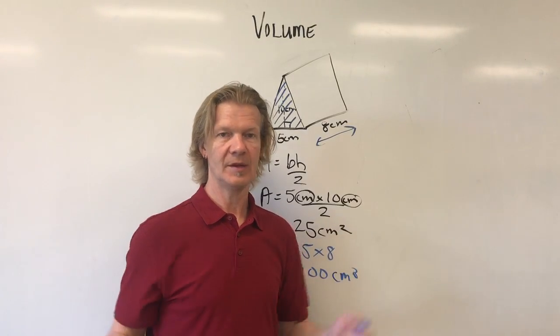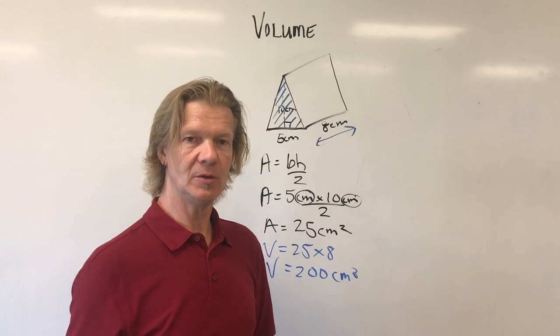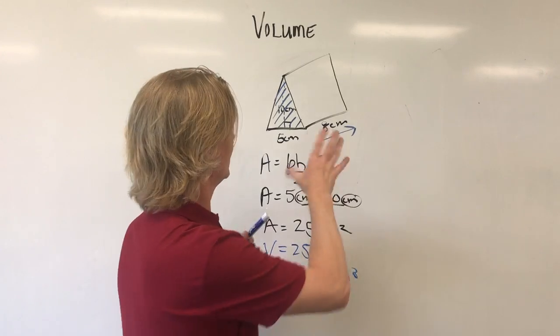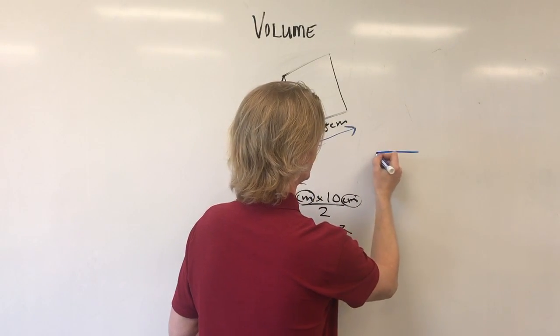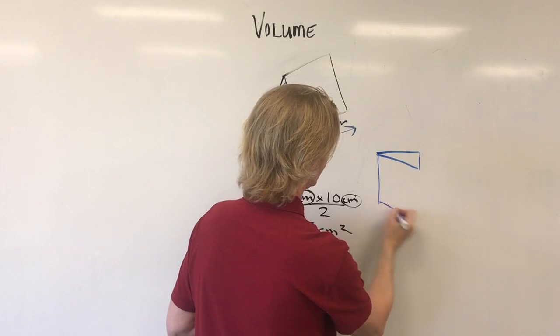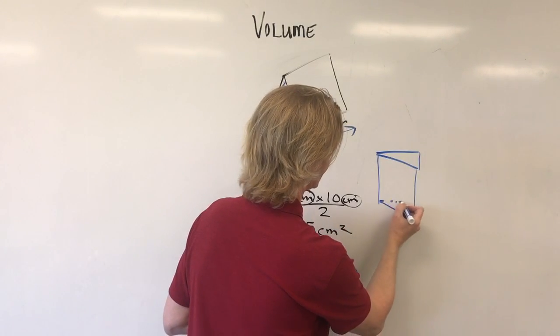Okay, that's it. That's how you do all the triangular prisms. You get the base times height divided by 2, and then multiply by the depth. Even if it's on a different angle, even if it was a triangular prism that looked something like this, right? That's not a very good drawing of one, but it was up on end like this, right?